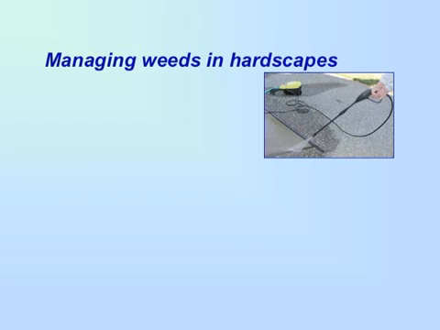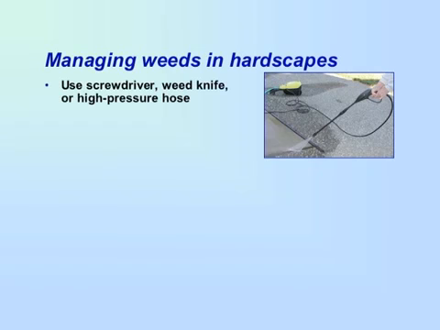Persistence is required to manage weeds in sidewalk cracks, parking lots, and along building perimeters. Hand weeding with a screwdriver or weed knife is probably the safest and most effective method for removing weeds in these areas. However, a high-pressure hose or pressure washer may be more practical for large areas. Less toxic contact materials containing plant-based or organic-based materials such as eugenol or cinnamon oil or non-selective herbicides such as glyphosate may be somewhat effective if applied in cracks.